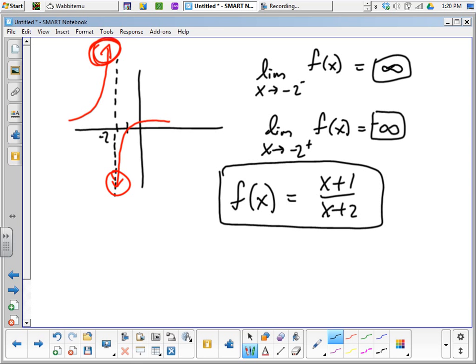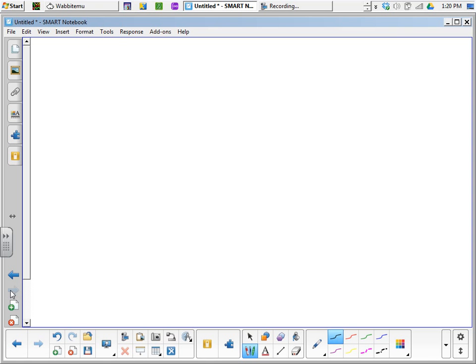All right, so what exactly is a vertical asymptote? Can someone tell me what a vertical asymptote is in words? What is it? What is a vertical asymptote? Yes.